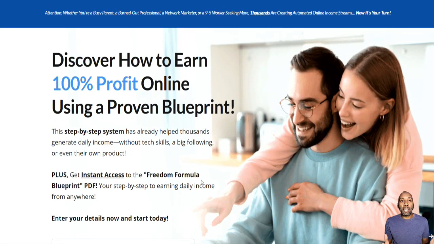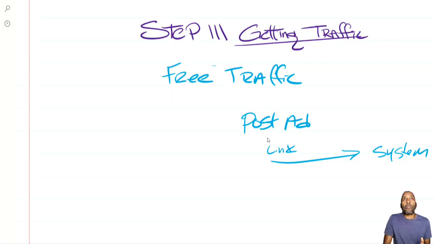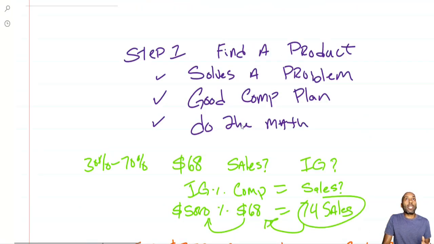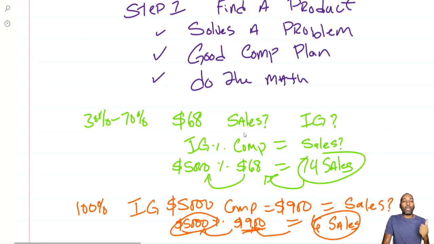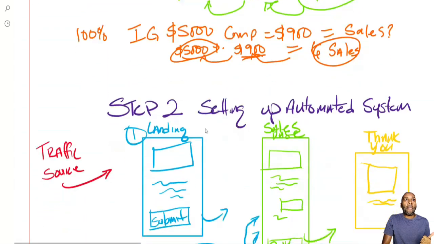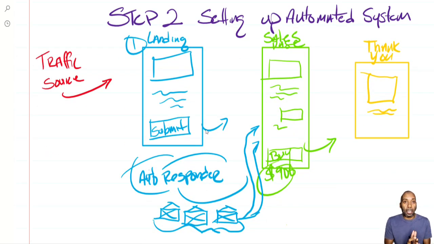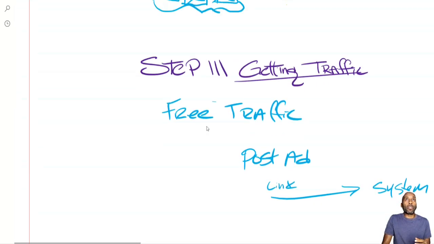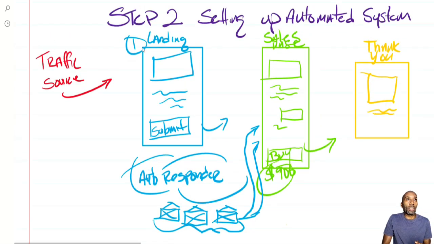So that's the whole system right there. Step one is finding a product to promote, which is promoting Digital Growth Community, and I'm earning 900 per sale. Then I'm setting up my automated marketing system: the landing page, the sales page, and the thank you page. All those are linked together, and then I'm going over to get traffic, and I'm sending traffic back to this first page, which is the landing page. And that's basically the whole system.